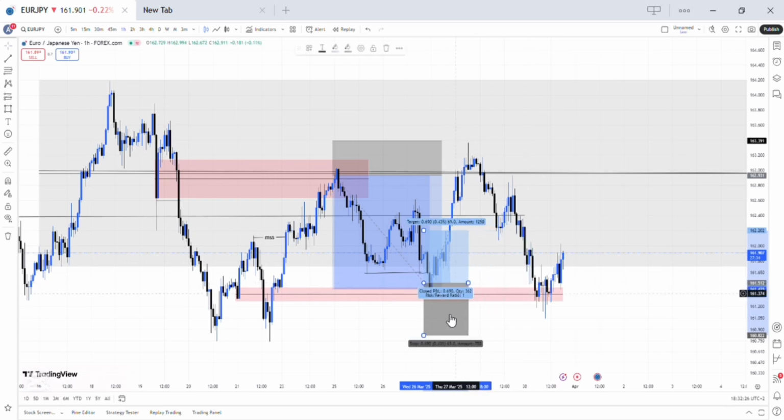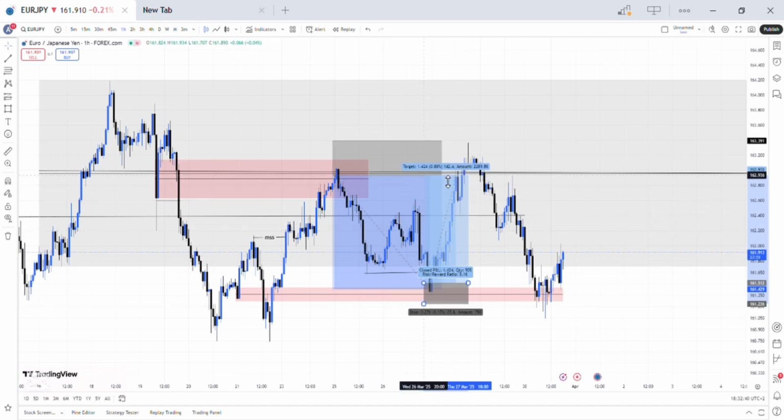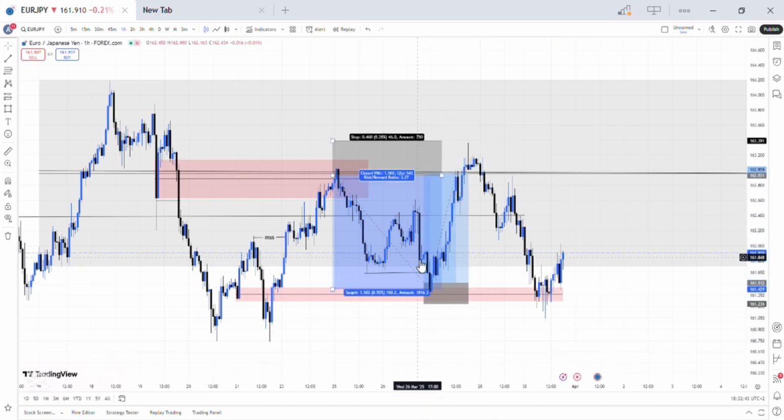I bought at this area. My SL was located at the swing low of this breakout block. Look at the swing low here. So my SL was located at this area. Targeted TP at the nearest EOI. It's a little bit jam packed, so let me zoom in so you understand what I'm doing.